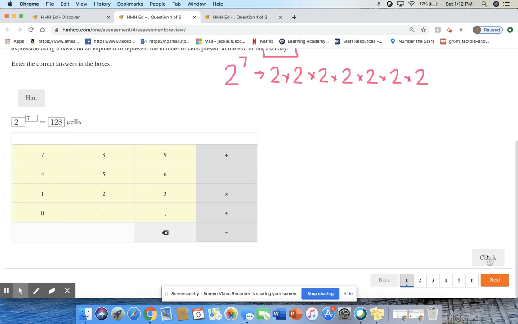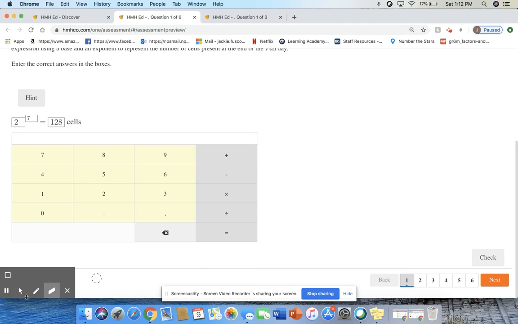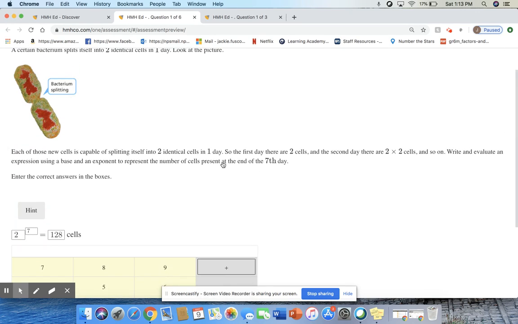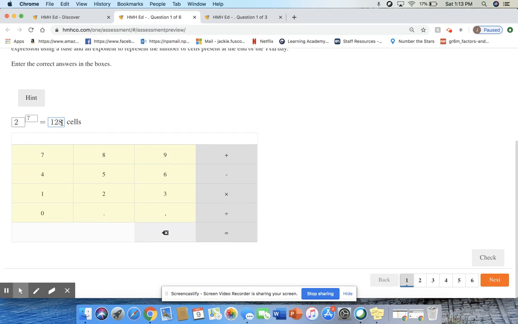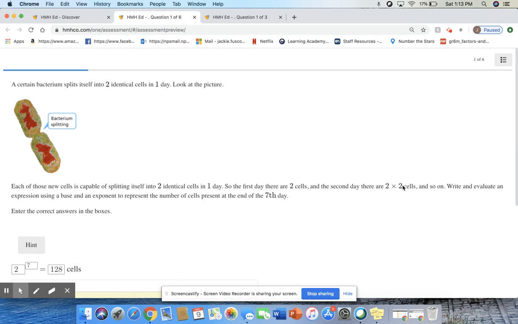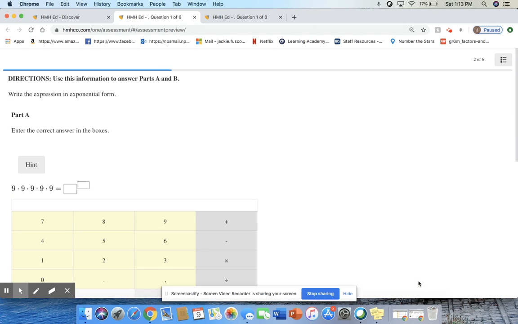Check your work. Oh, let me just erase the screen first. It won't let me check my work, but this is correct. Okay, so let's move on to number 2.